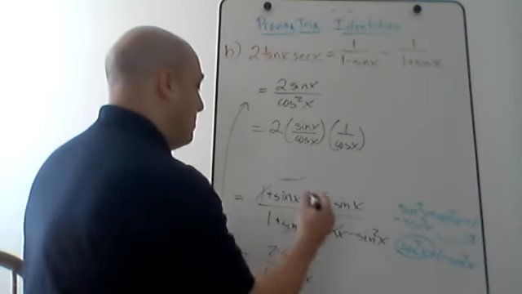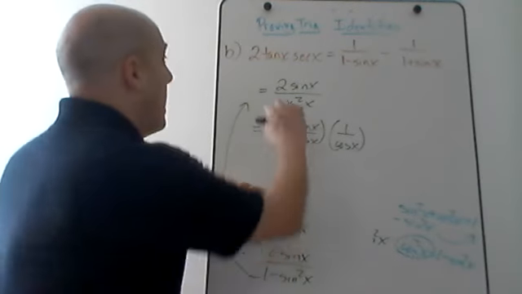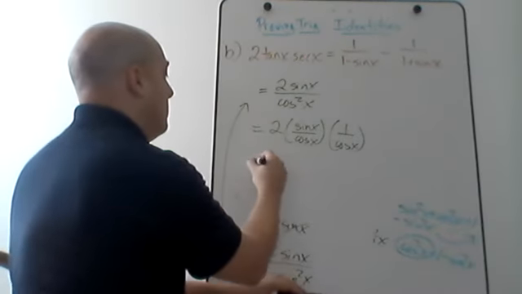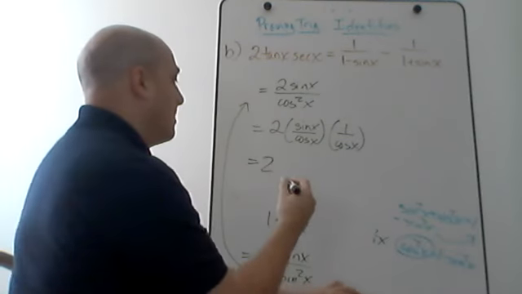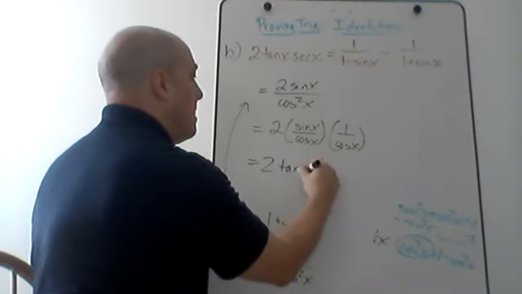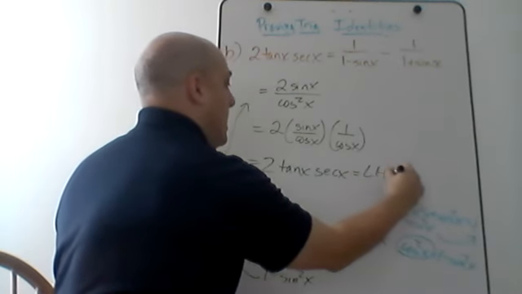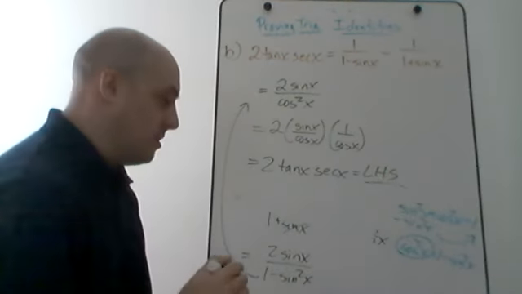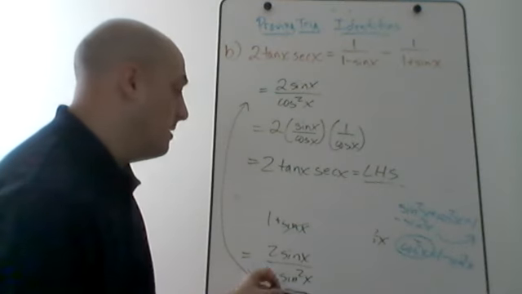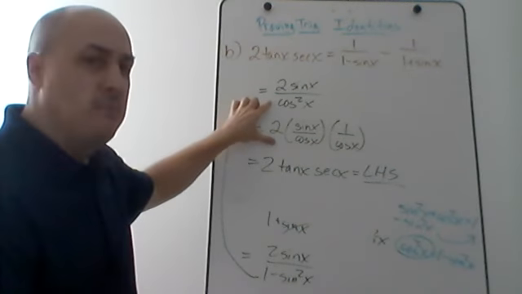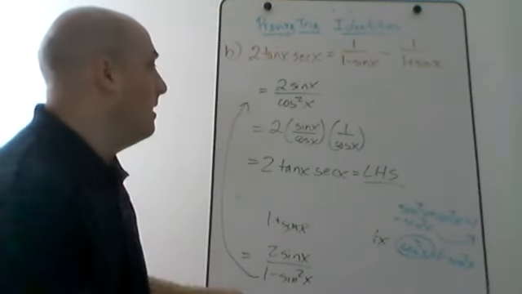Now I have to do that so that I can get my final result over here, right? Because sine x over cosine x is tangent of x, and 1 over cosine x is secant of x, and then that's the left-hand side of my equation, and I've just shown that the two sides are equal to each other. All right, so that's another trick that we haven't seen in any of the examples I've done so far.